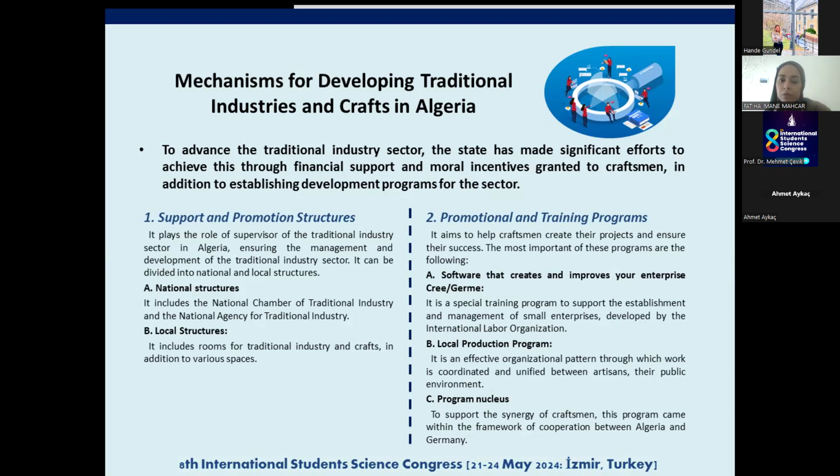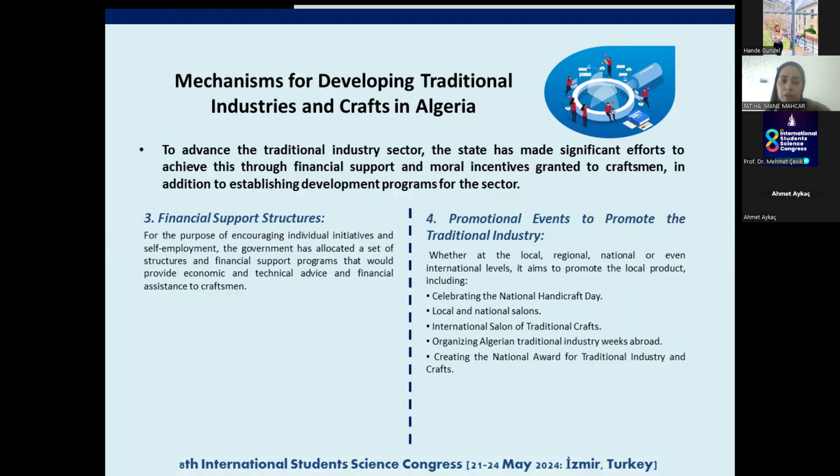In the second, they have promotion and training programs. The state has some programs, like programs that create and improve enterprises, local production programs, and the creation of other programs to improve these traditional industries. And we also have the program nucleus, which is a cooperation between Algeria and Germany to enhance these traditional industries.